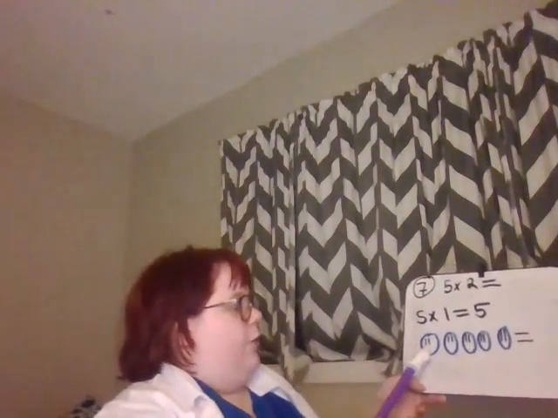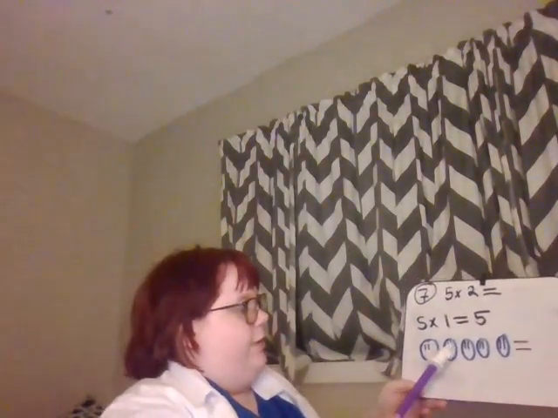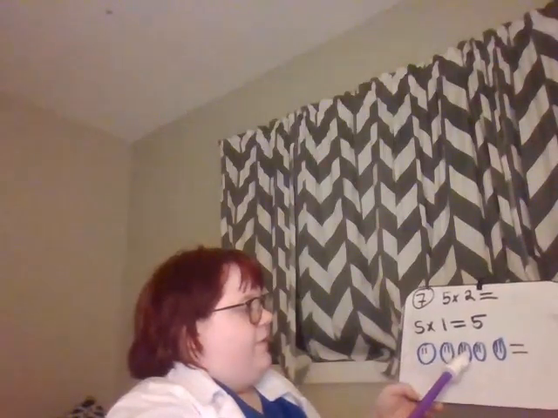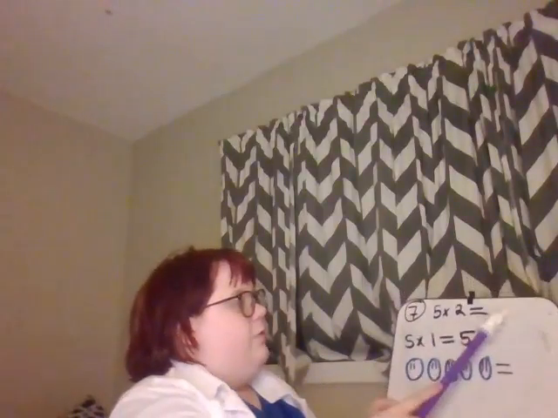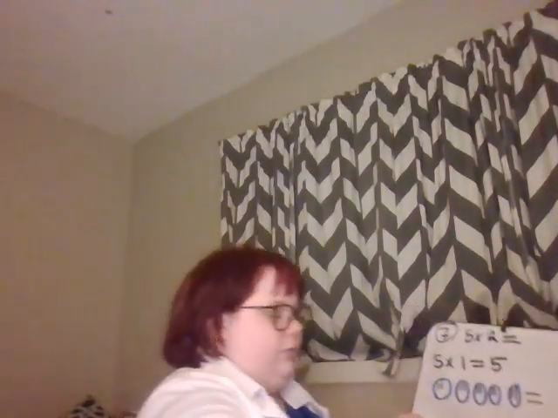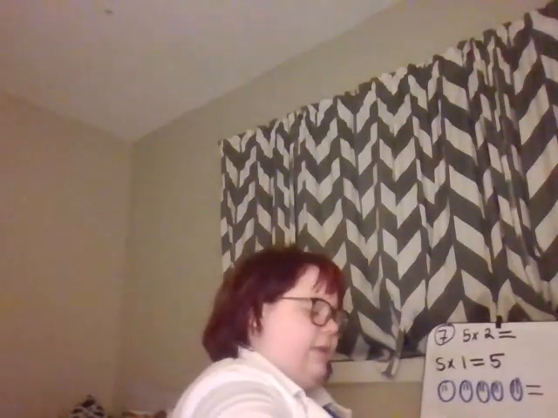Let's do our lines. All righty. Now, I'm going to count, and I want you to count with me with the lines. So here's our 5 circles. Now, how many lines? 1, 2, 3, 4, 5, 6, 7, 8, 9, 10. So 5 times 2 equals 10.